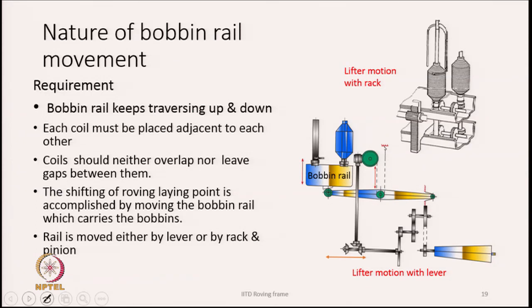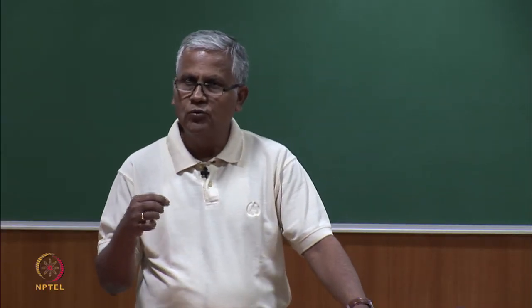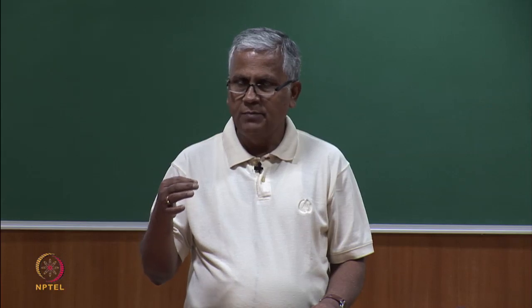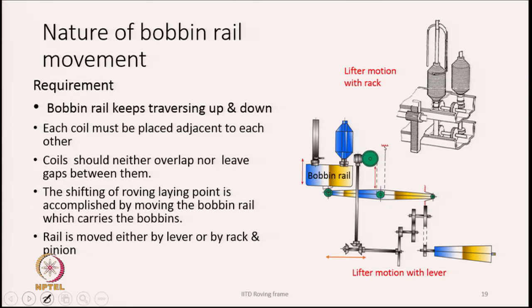The shifting of roving laying point is accomplished by moving the bobbin rail which carries the bobbin, because the feeding point of the roving is fixed, that is the pressure arm, that does not move. So, that remains constant at the same place always, and the bobbin keeps on traveling up and down. The rail is moved either by a lever or by rack and pinion. So, here now a diagram is shown, the mechanism part. We can see how the motion is transmitted to the bobbin rail.